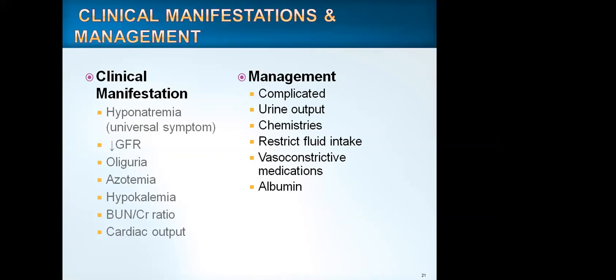Clinical manifestations: hyponatremia will be there. Again, as I said previously, decreased GFR and oliguria. Azotemia, so urea and creatinine levels will go up. Hypokalemia will be there, the BUN to creatinine ratio will go up, and it will affect the cardiac output.